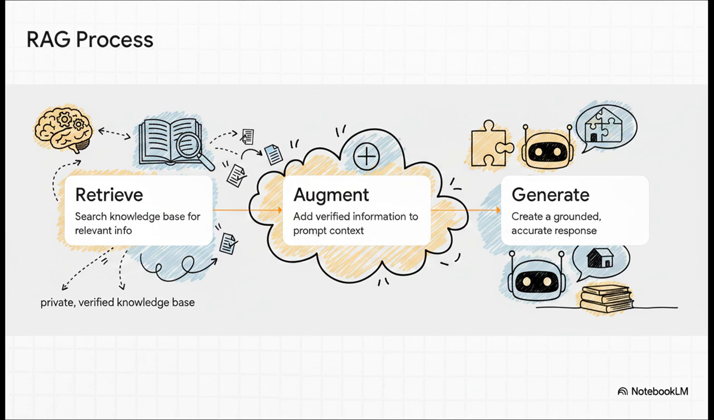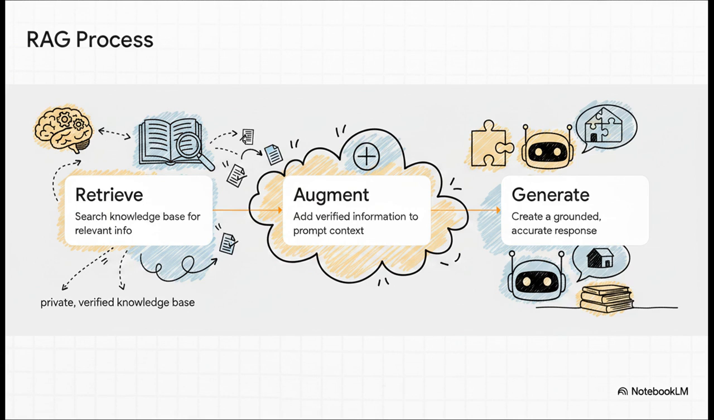The answer is a technique called grounding, and more specifically a method called Retrieval Augmented Generation, or RAG. It's a remarkably simple 3-step recipe. Step 1 is retrieve. When a user asks a question, the system searches your company's private, verified knowledge base for relevant info.